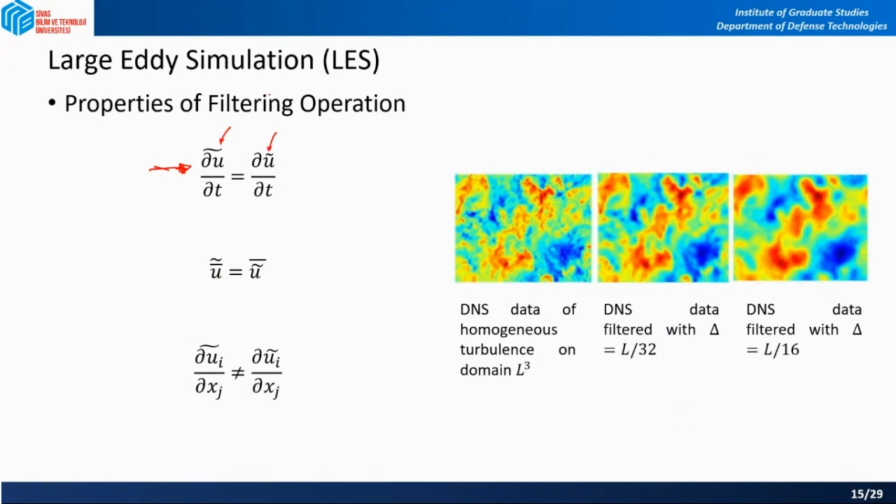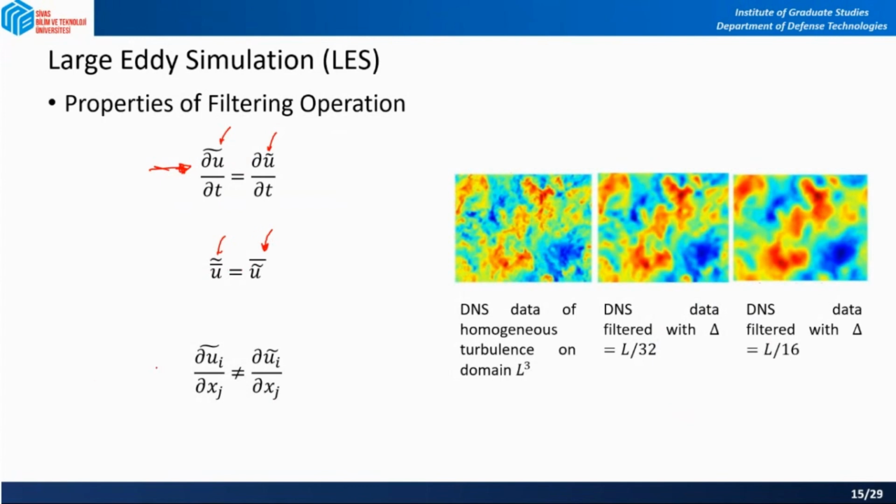The second one says that filtering and averaging commute, meaning that the filter of the averaged is equal to the average of the filtered.